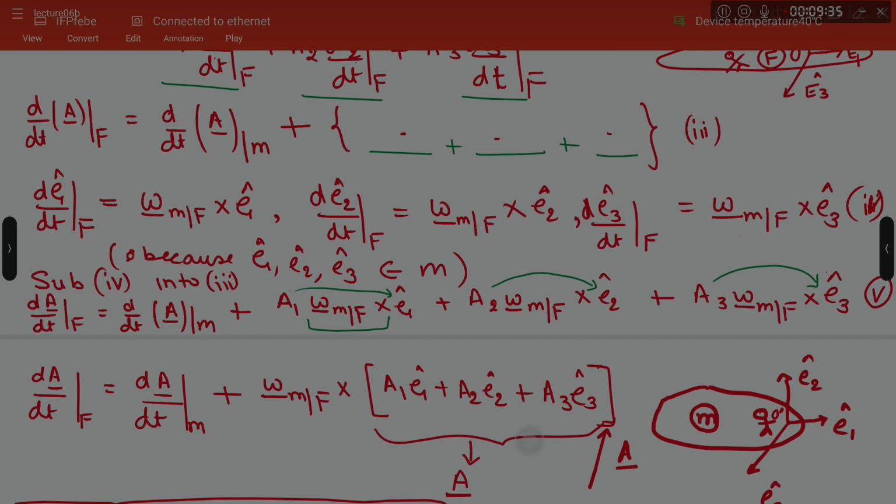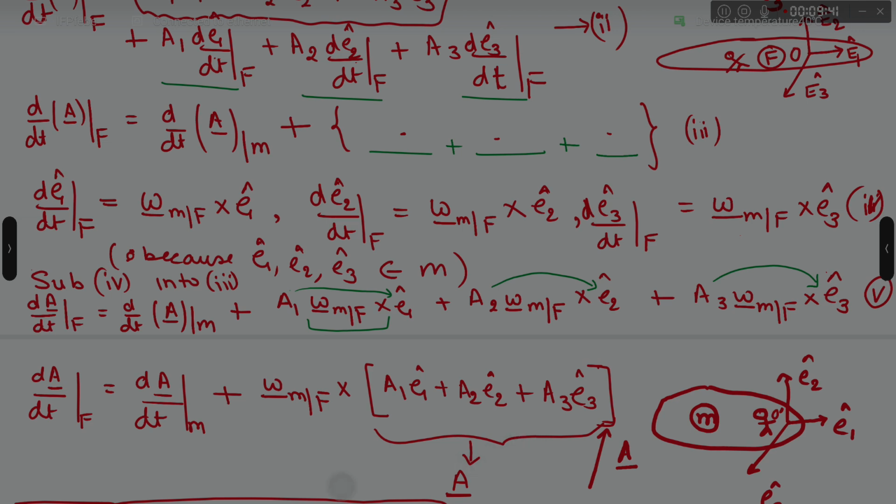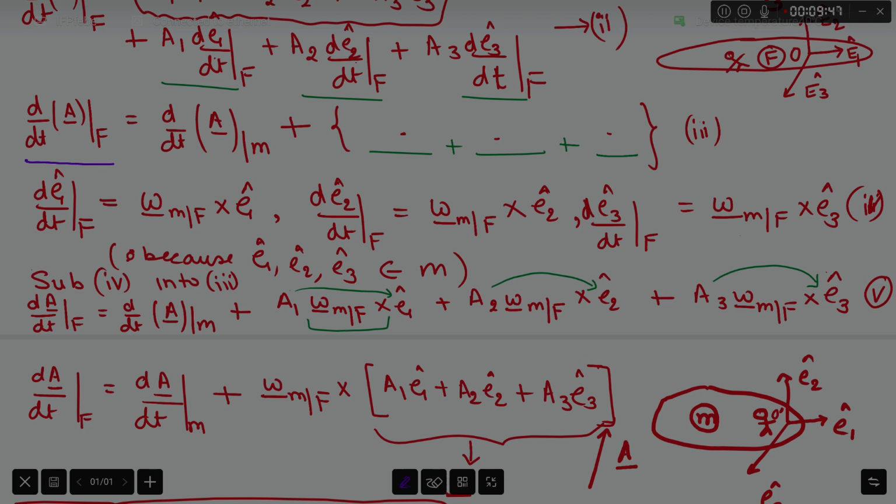So my current expression is the rate of change of A with respect to F is the rate of change of A with respect to M, and 3 individual terms, this, and this. Since small e1 is fixed in frame M, if I want to find the rate of change of e1 with respect to F, I can write that in terms of the angular velocity of M with respect to F. We have derived this in the last class.